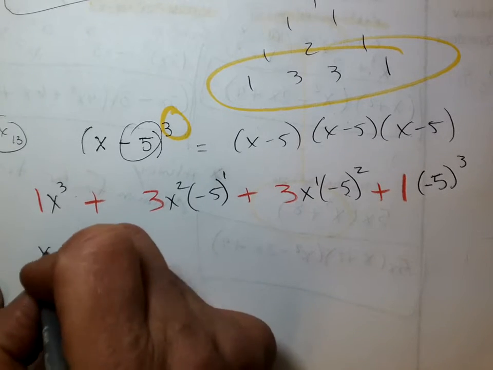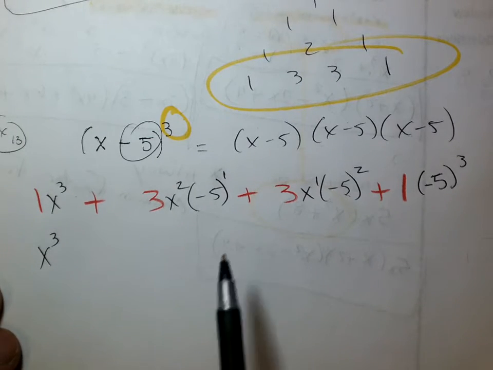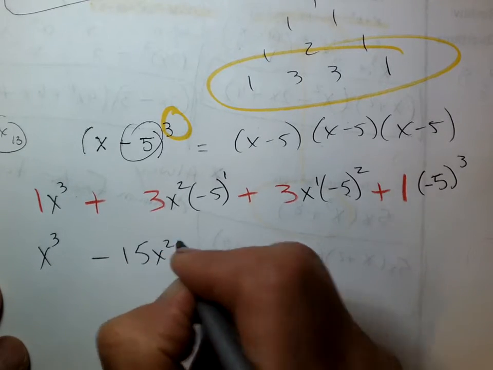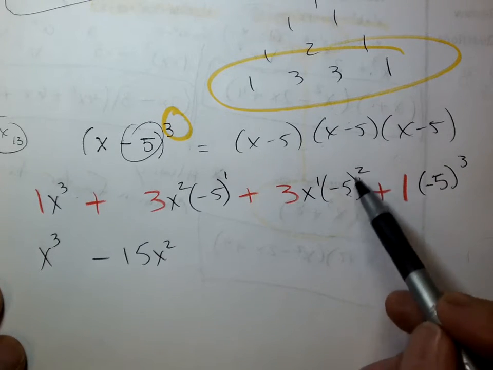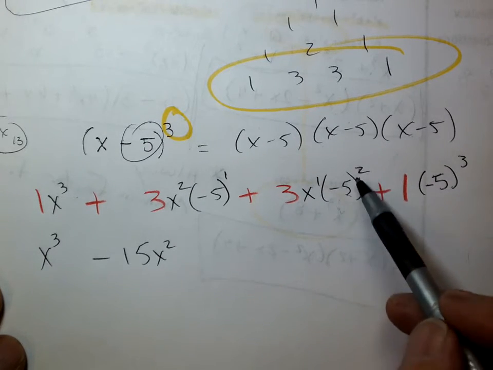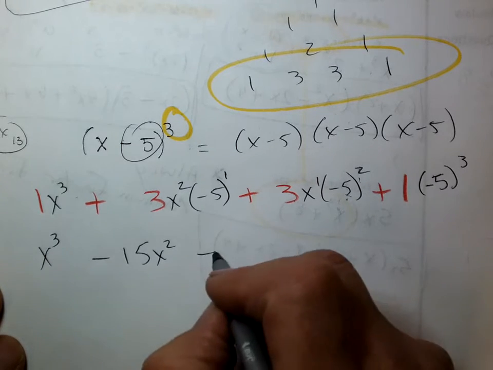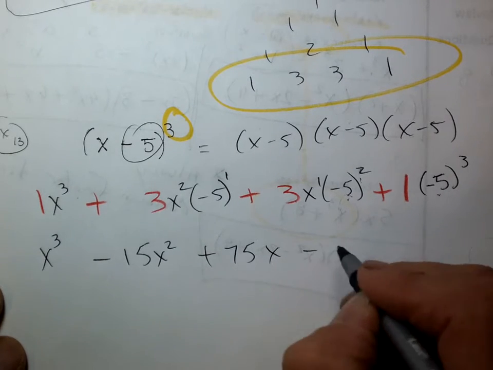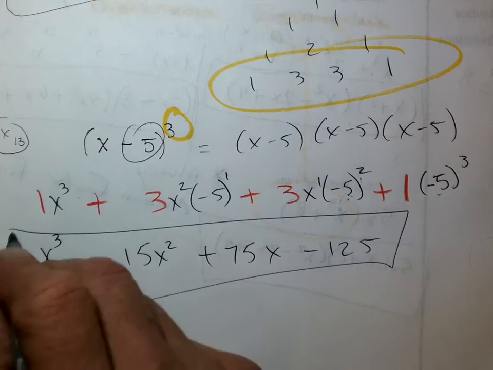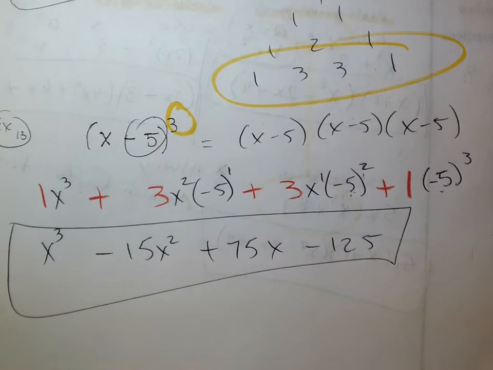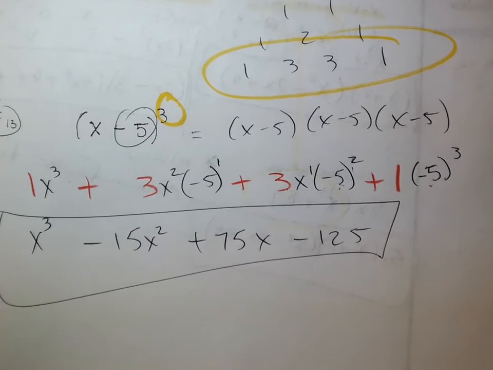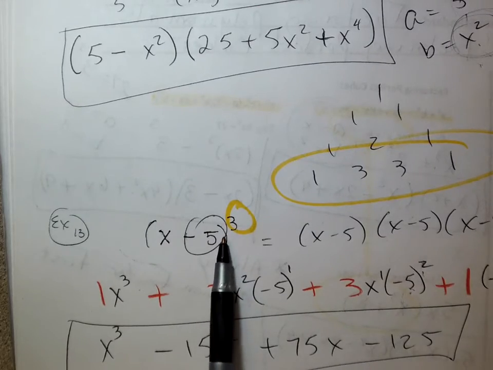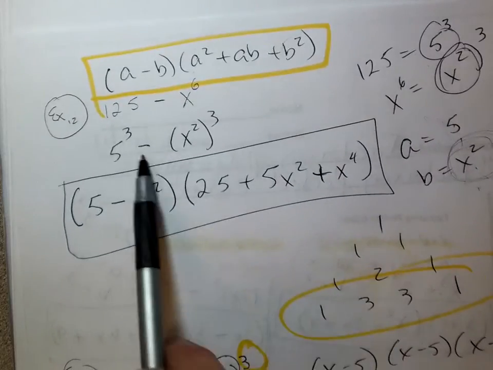So I have an answer of x cubed. Negative 5 times 3 is negative 15x squared. Okay, 5 squared is 25. 25 times 3 is 75. Positive 75x. Negative 5 times negative 5 times negative 5 is negative 125. Okay, and I like to put that one in there just so you see the difference between factoring cubes and multiplying it all out. The difference is if it's parentheses cubed, you have to write it 3 times and multiply it out. In these, there's no parentheses, so it's factoring.